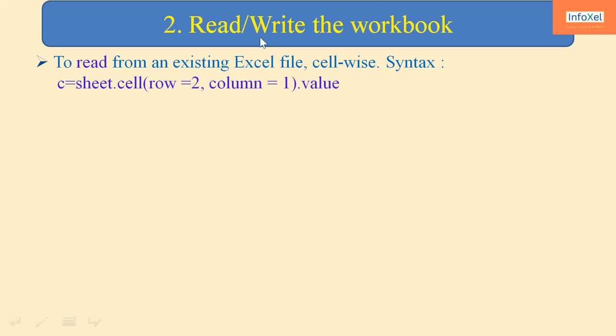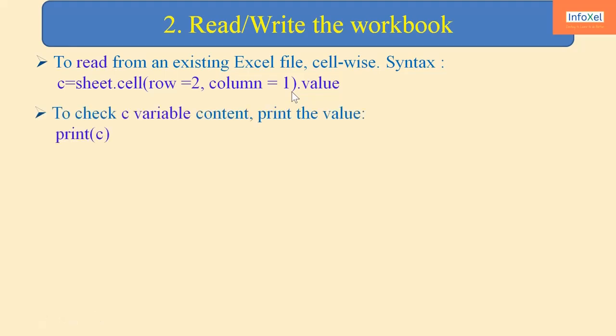So next we will see how to read and write the workbook. To read from an existing Excel file cell wise, this is the command we have to use. So how to identify a cell? To identify a cell, row 2 column 1. Next we can check what is the content of the cell by using a print statement. It will be printed on the screen.